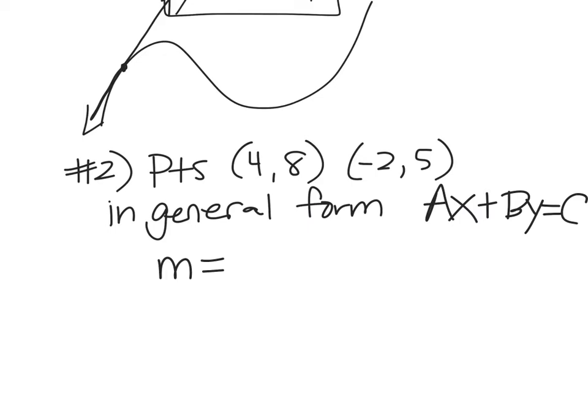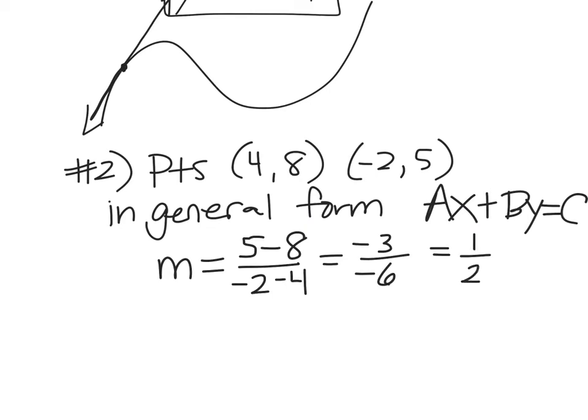All right, so here we go. 5 minus 8 over -2 minus 4. 5 minus 8 is -3. -2 minus 4 is -6. So our slope is 1/2.